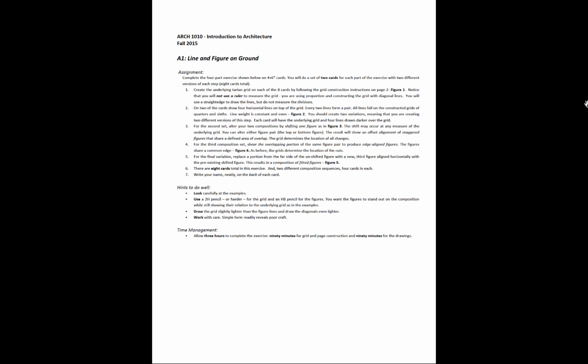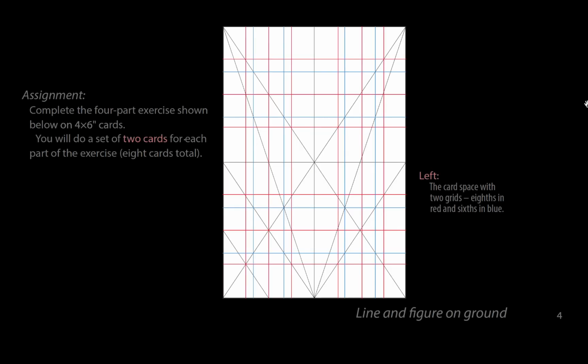During this lecture, we're going to talk about A1 and A2, which you'll be completing this week, as well as how it relates to architecture. So first, you're going to be working on 4x6 cards. These should be plain cards with no lines, and you're going to do 2 sets, with four cards in each set, which totals 8 cards.